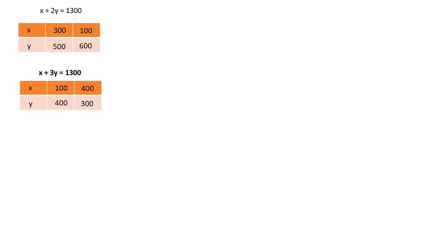For plotting the graph, let's copy down the table of values. X values are 300 and 100 and y values are 500 and 600 for the first equation, and x values are 100 and 400, and 400 and 300 are the y values for the second equation. So let's draw the graph.